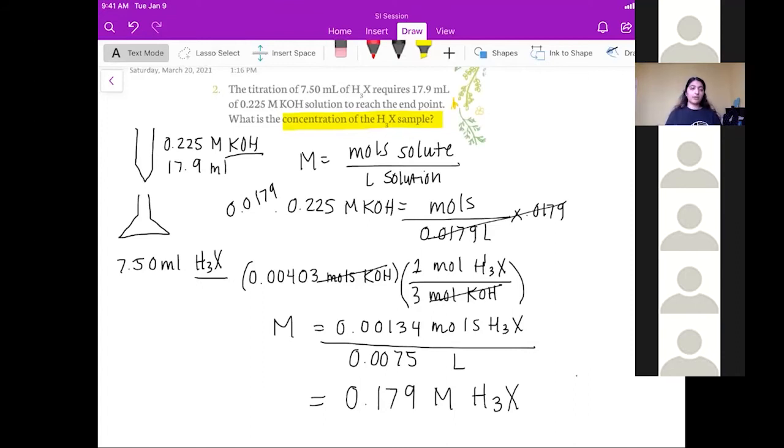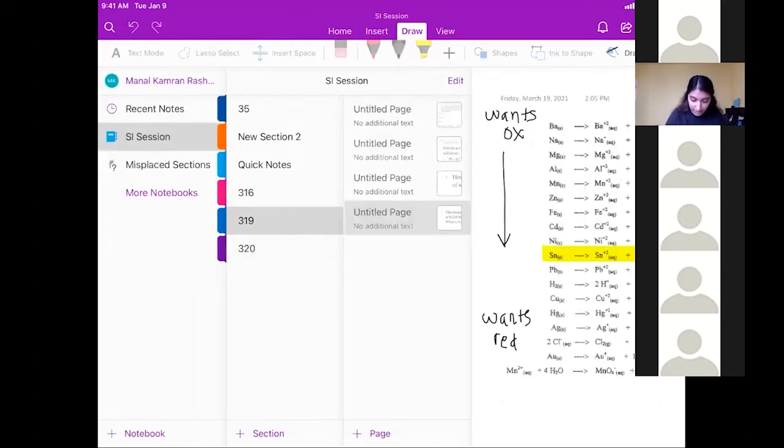When would you use M1V1 = M2V2? That's going to be in the kind of problem where it says, this is just an example I'm thinking of off the top of my head, but actually maybe I have one here somewhere.